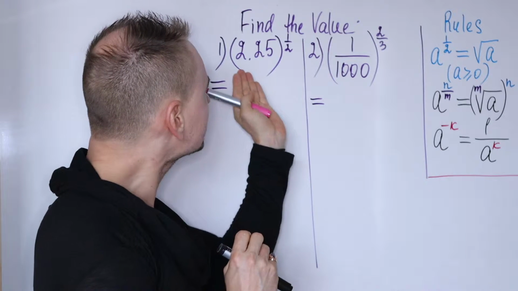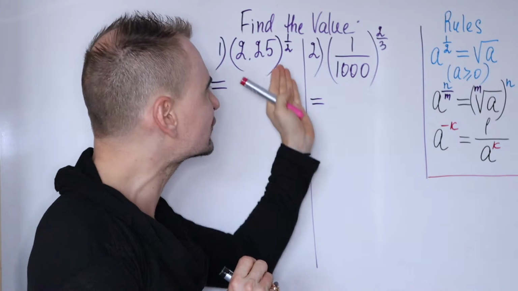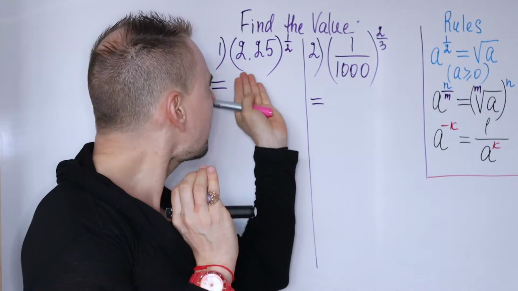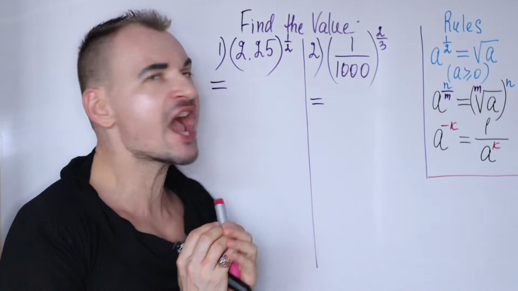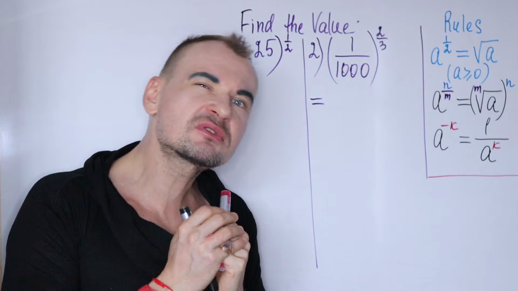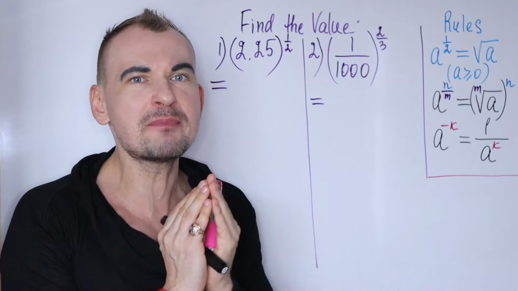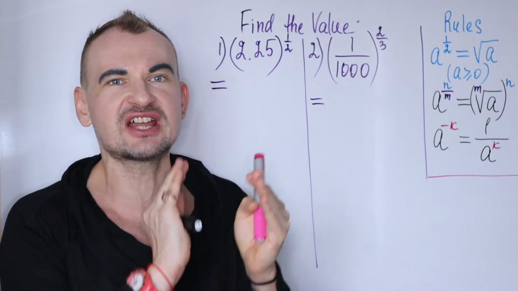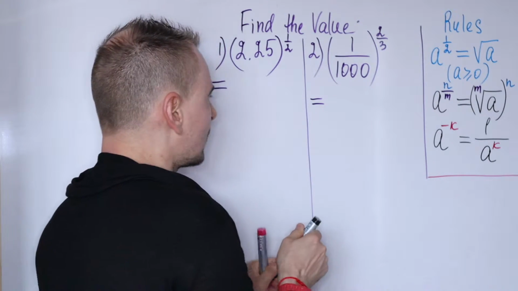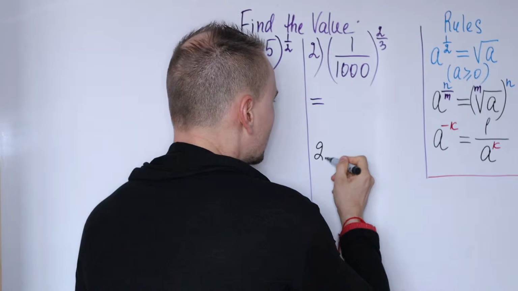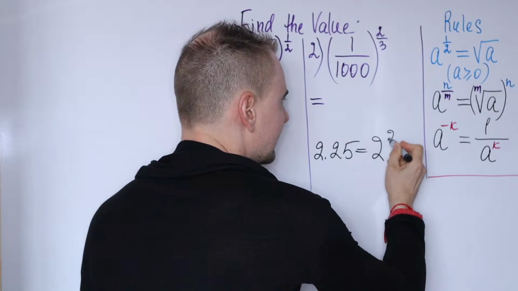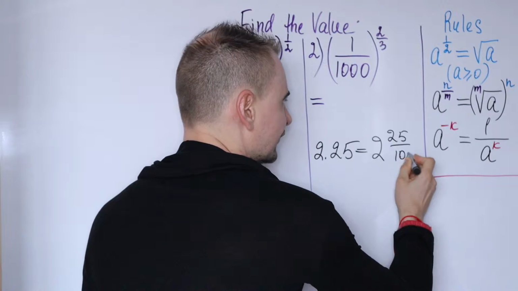Say you have been given 2.25 raised to a half power. Since your base number 2.25 happens to be a decimal number, you want to get rid of this decimal number, and the best way to do it is just convert it into a fraction. You could do it right off to the side. 2.25 is the same thing as 2 and 25 over 100.